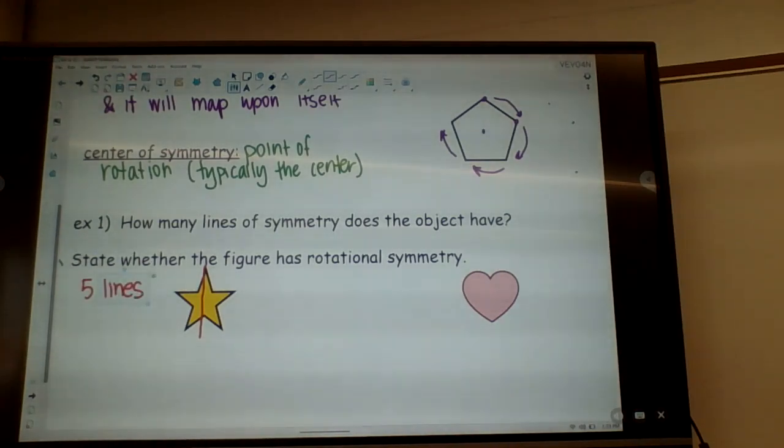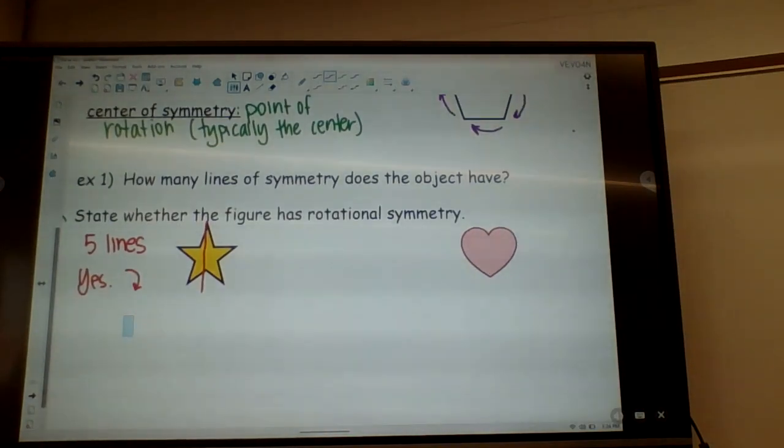Now, would it have rotational symmetry then as well? Yeah, and again, it could be rotated, so yes to rotational symmetry. You can rotate it, and again, it's just like the pentagon, we'd probably rotate that 5 times, or 4 times.